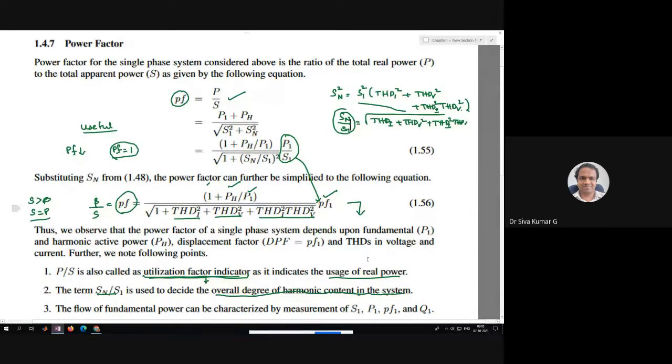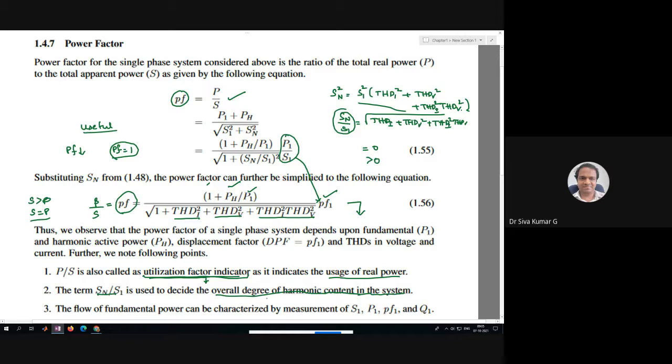If Sn by S1 is 0, then you can say that the overall degree of the harmonic content is very less. If it goes higher than the values of S1, then the degree is higher. If there is no distortion in the voltage or in the harmonic current, that degree might be 0. If harmonic content is there, then the value is higher. That's what decides the overall degree of harmonic current in the system.